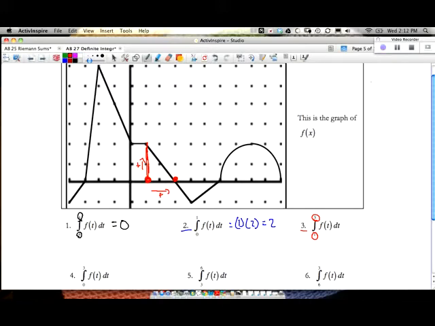And this is a triangle. What's the area of a triangle? Let's think about this. The area of a box is just the base times the height, or length times width. The area of a triangle, I hope you know this, is 1/2 the base times the height. Well, the base in this case is 2. And the height is also 2. So altogether, that's going to equal 2.